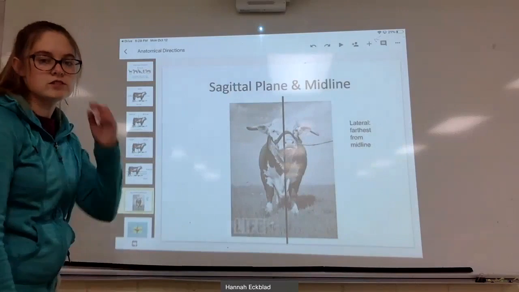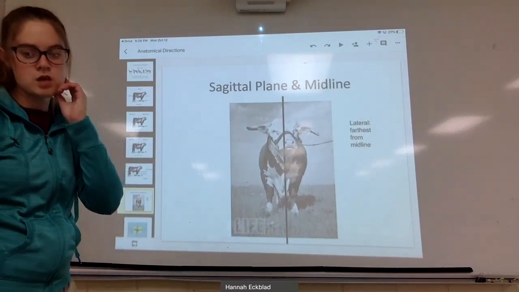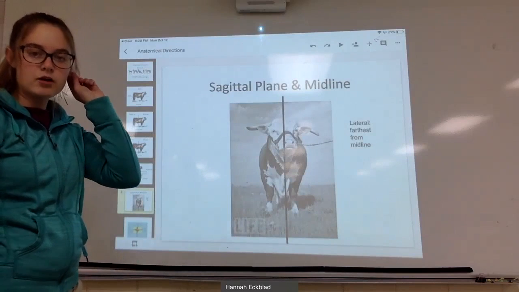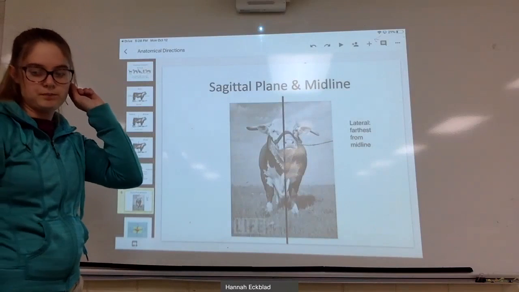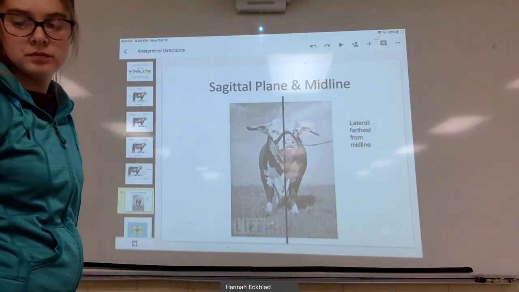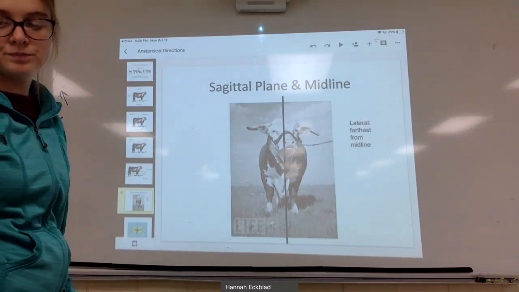And last but not least, we have the sagittal plane, sometimes known as the midline. Lateral is farther away from the midline. Midline is right down the middle.